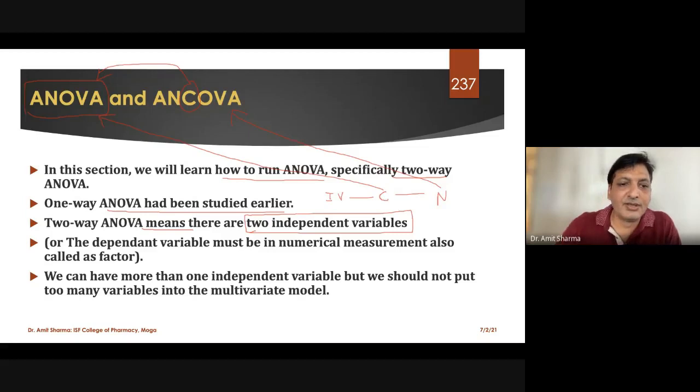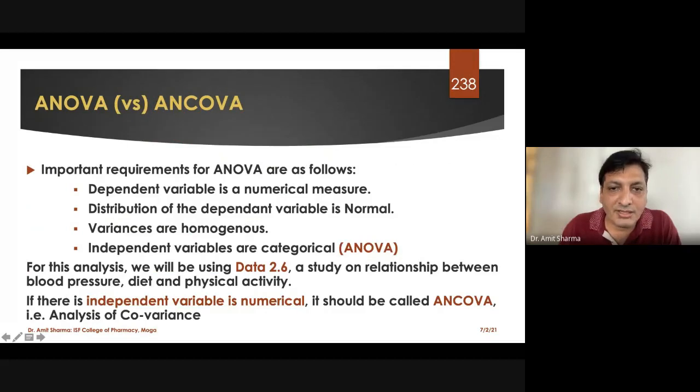That's the difference. If you want to run an ANCOVA, we have more than one independent variable. That means the number of variables will be more. These are the requirements. Most of the requirements for ANOVA and ANCOVA remain similar. There is a difference in the type of independent variable. The dependent variable should be numeric in both cases, I'm talking about ANOVA and ANCOVA. Everything will remain the same except the independent variable.